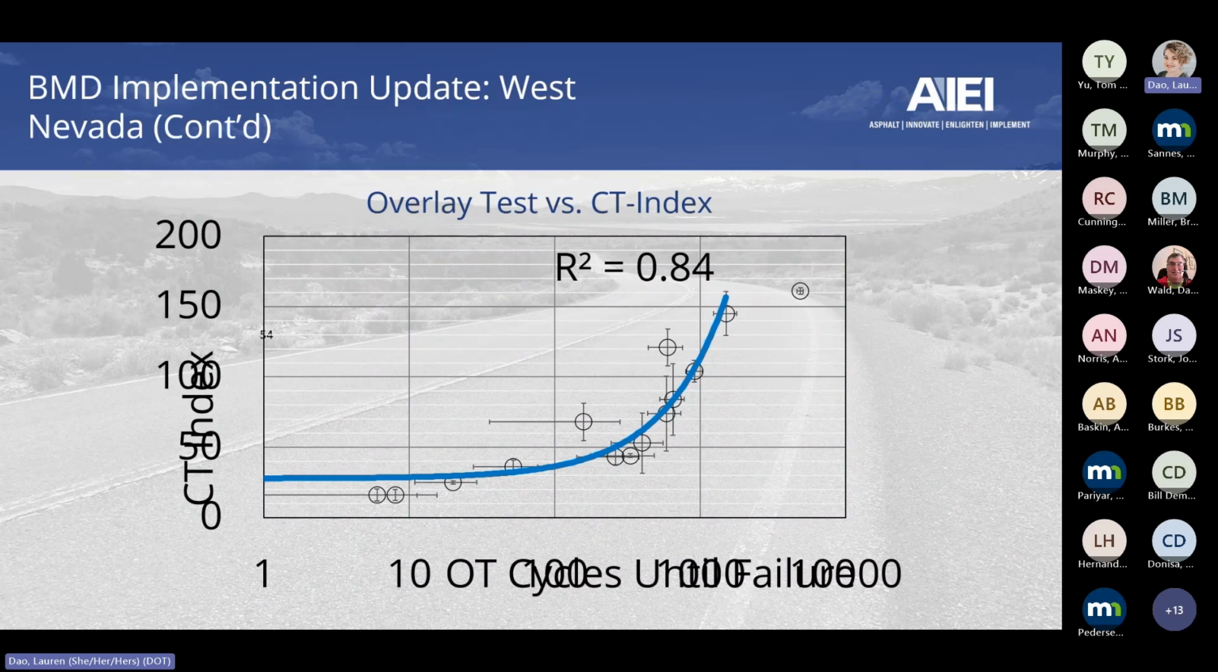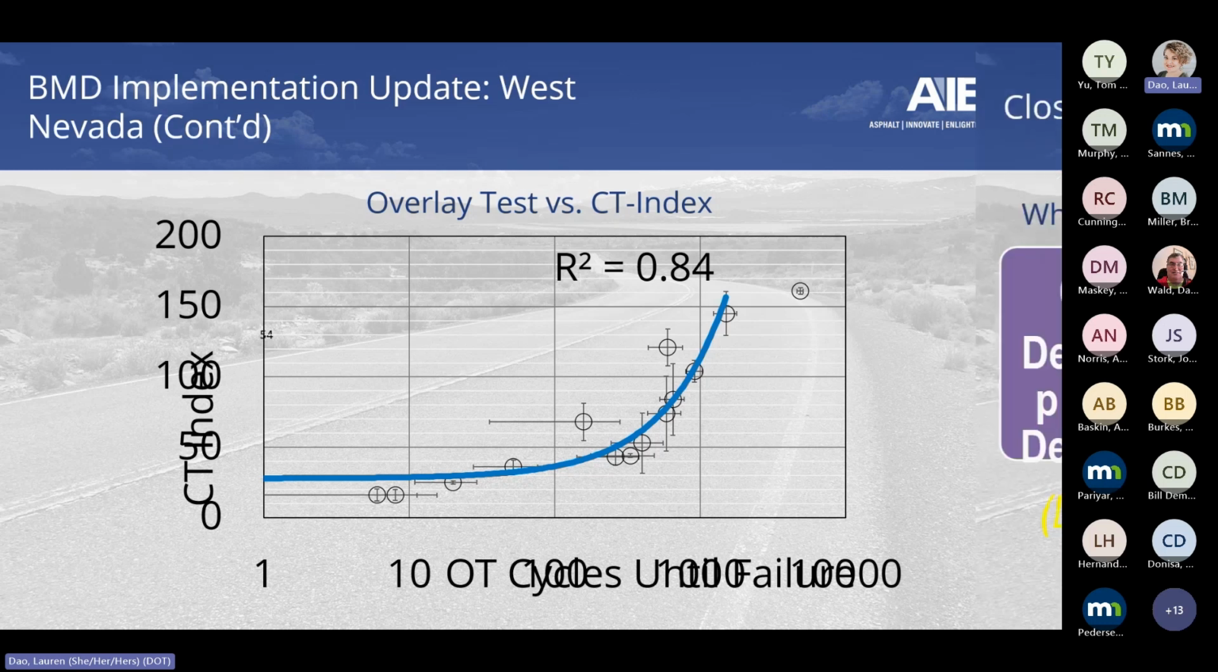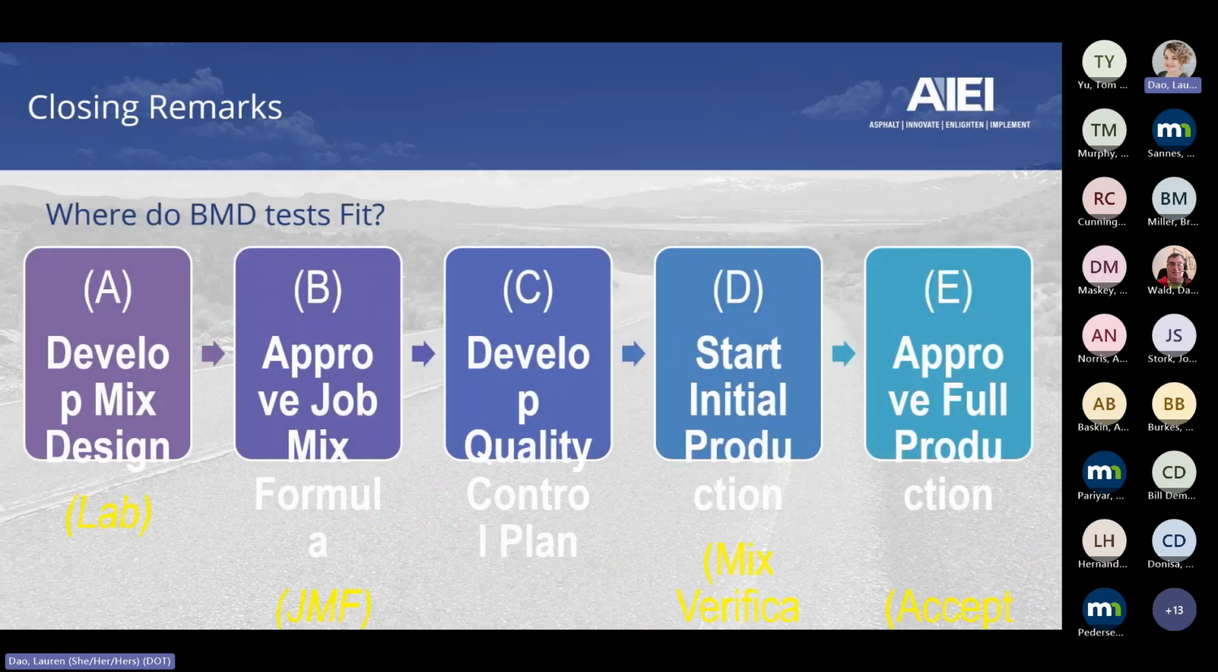And the reason for that is whether the ESRC can be done instead of the overlay test, it can also be done with the CT value. I think with that, I will conclude with some closing remarks.